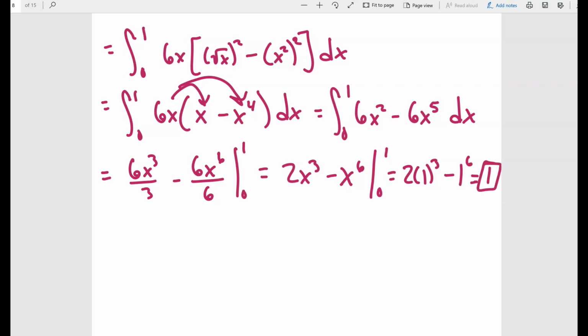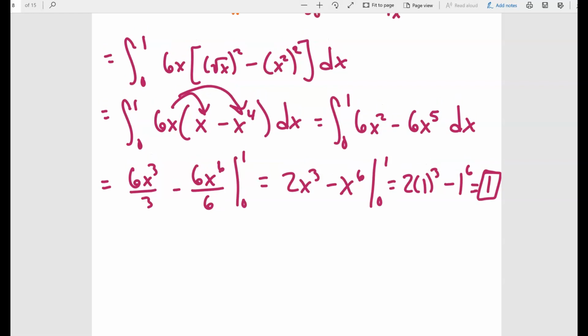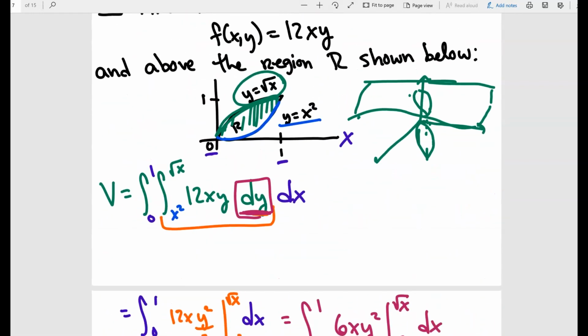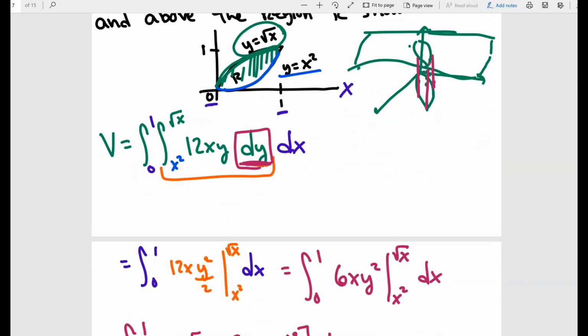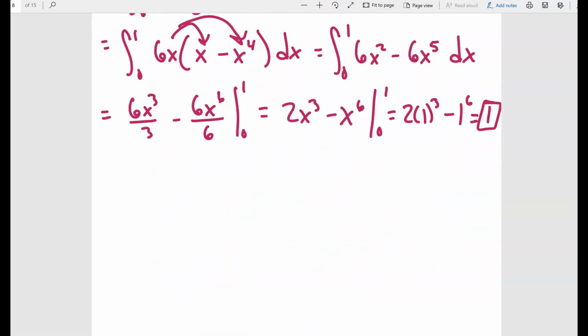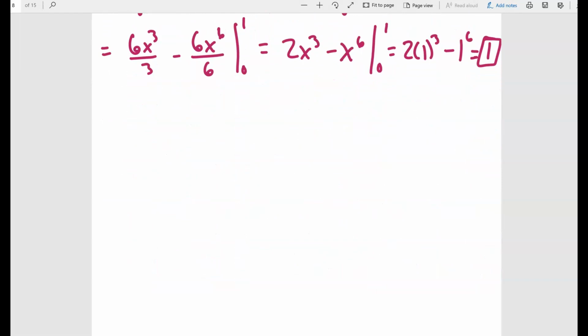So the volume in this region of this little petal, this entire region, is just going to be 1 unit cubed. That's basically what we are really solving. So now what we're going to do is one more problem.